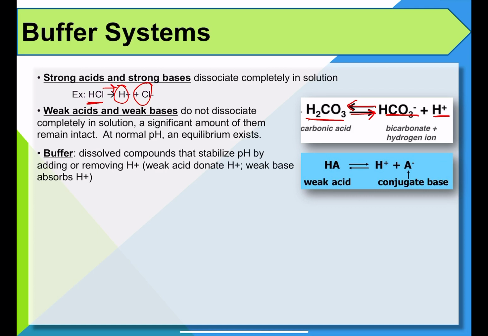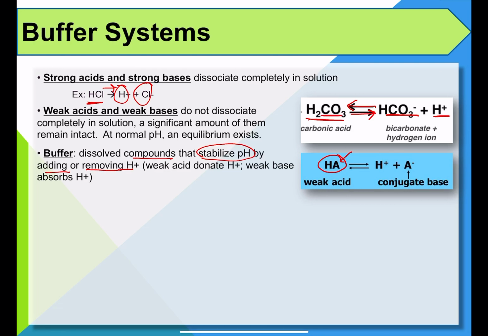Okay, we already talked about what a buffer is. A buffer contains compounds that can stabilize the pH of the solution by either adding or removing hydrogen ions. A weak acid will always donate hydrogen ions, whereas a weak base will absorb hydrogen ions. So, for the case of a weak acid, you have HA here, and this A can be anything. It's not saying it's an acid, okay? It's just saying it's any weak acid out there. Just the same as carbonic acid, okay?